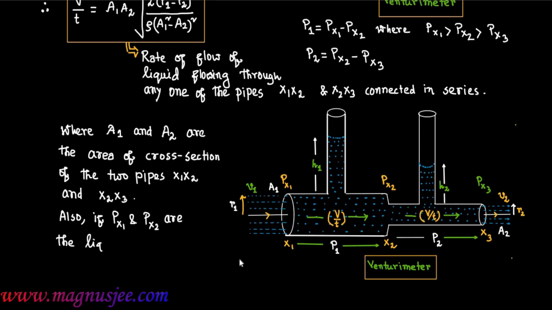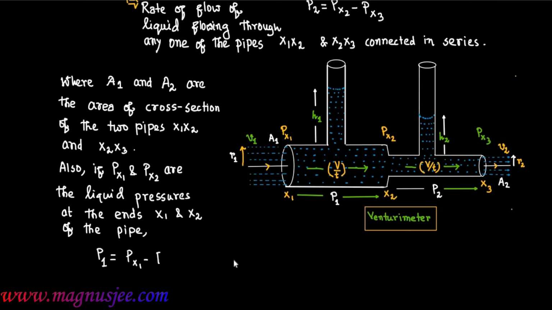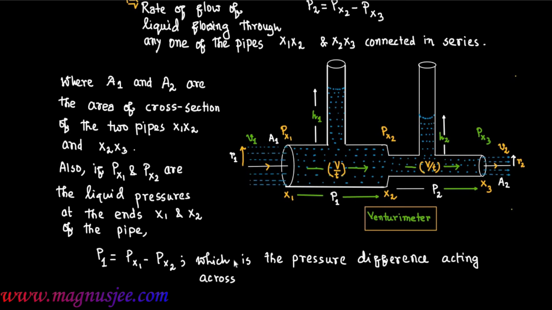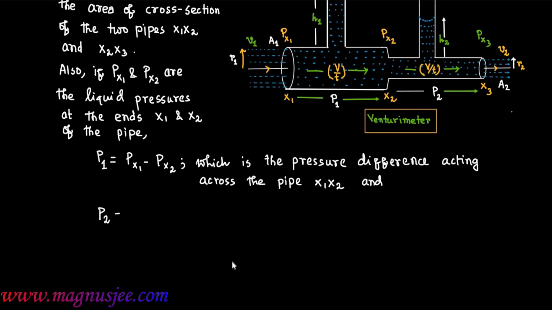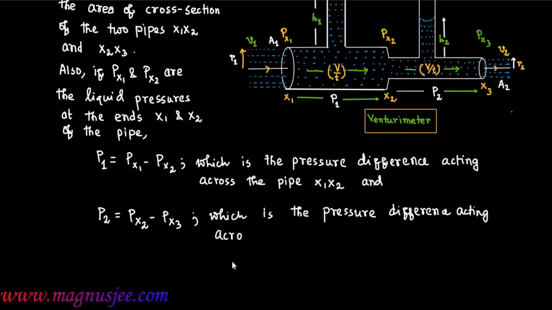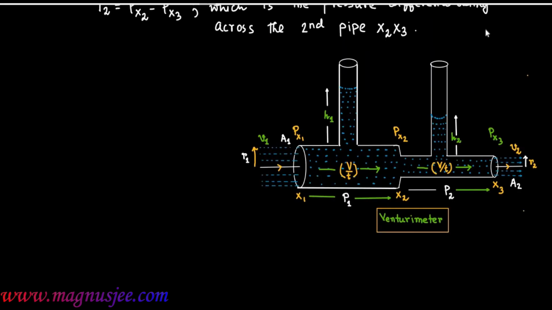Also, if Px1 and Px2 are the liquid pressures at the ends x1 and x2 of the pipe, then P1 = Px1 − Px2, which is the pressure difference acting across the first pipe x1 x2. P2 = Px2 − Px3, which is the pressure difference acting across the second horizontal pipe x2 x3.